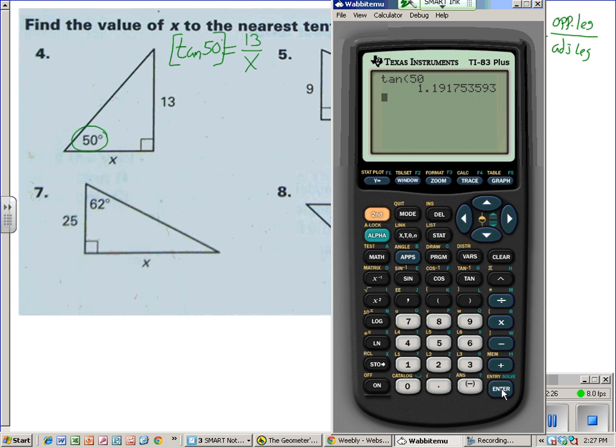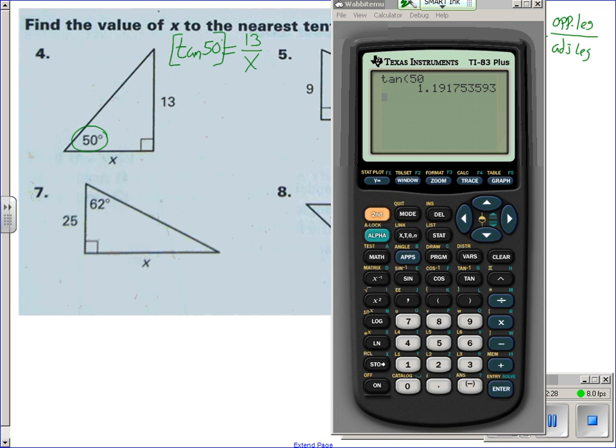So, we're trying to solve this equation for x. You got to get it out of the denominator. So I'm going to multiply both sides by x. So we just have x times the tangent of 50 degrees equals 13, because those x's canceled each other out. Tangent of 50 is just a number. It's that 1.19 number. So to solve for x, I'm going to divide both sides by the tangent of 50. So we get 13 over the tangent of 50.